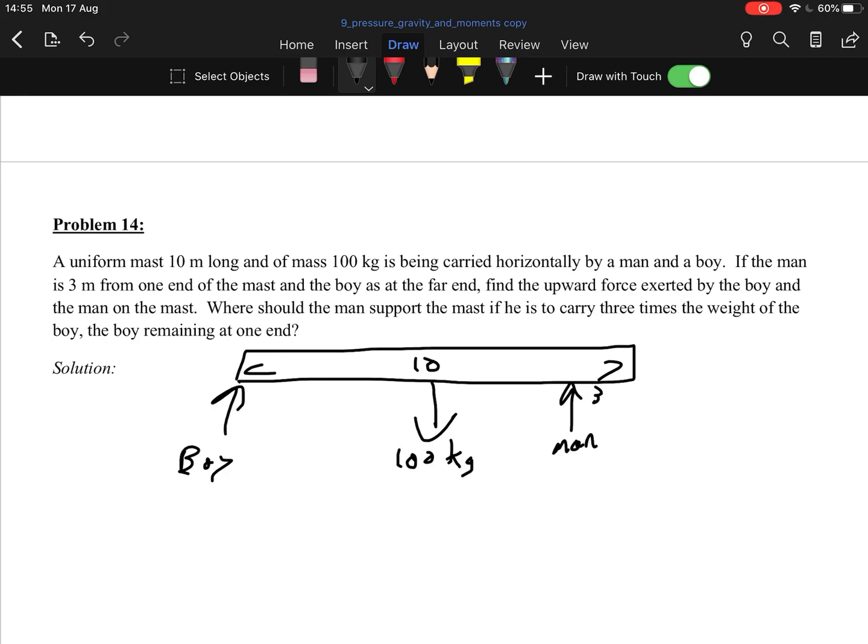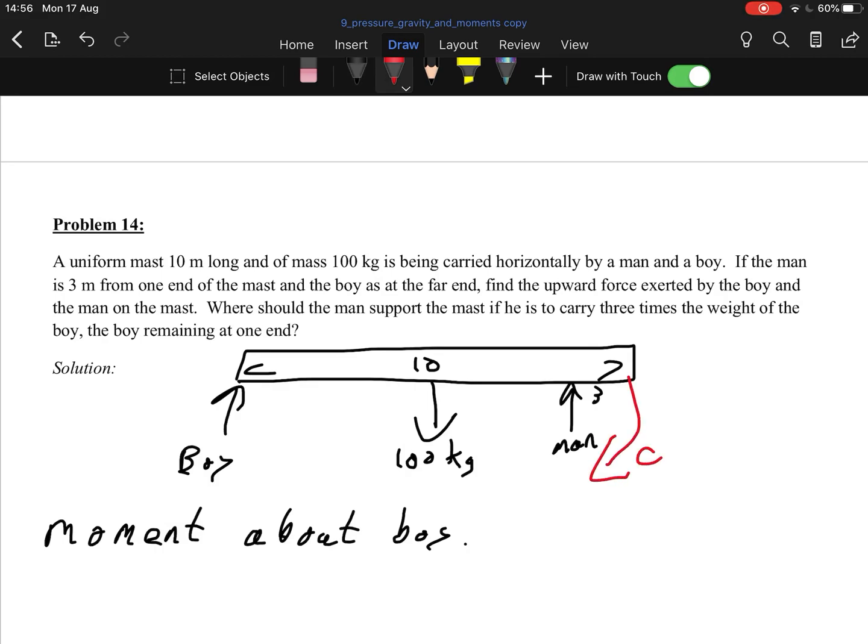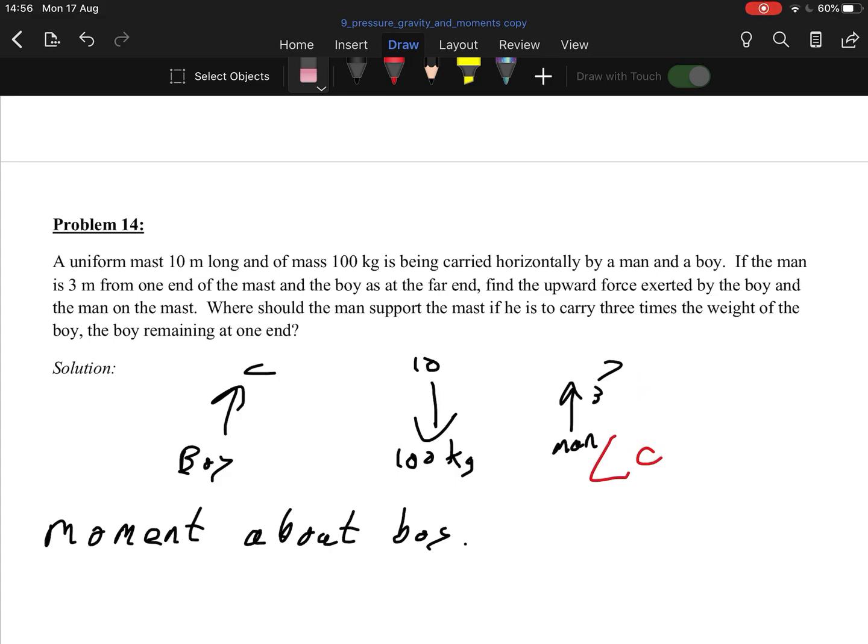Okay. Right. So what I'm going to do is, because the boy is here, we're going to look at the moments about the boy. Okay? So if we look at the boy, what's the clockwise? The clockwise is going this way. What's the anti-clockwise? This way is anti-clockwise. And what's the question? Sorry. Oops. We're looking at the forces up and forces down first.